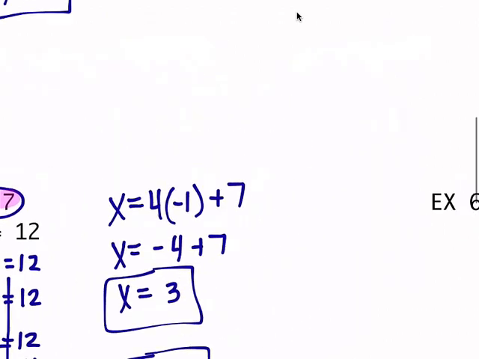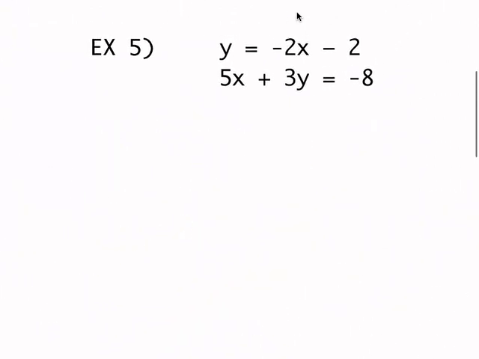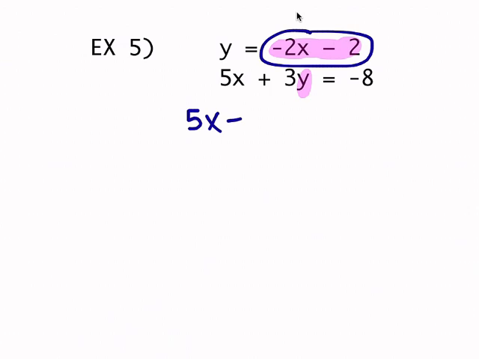All right, awesome. We have y by itself, so what I'm going to do is replace this y with negative 2x minus 2. So 5x plus 3, and instead of y, I replace it with negative 2x minus 2 equals negative 8. So 5x plus 3y is equal to negative 8.